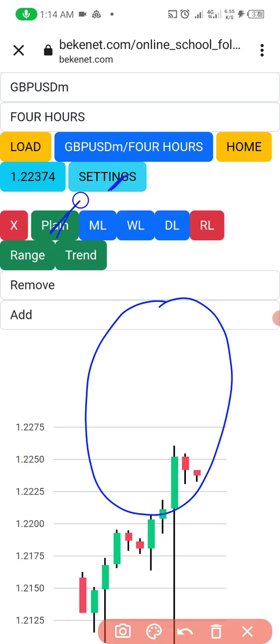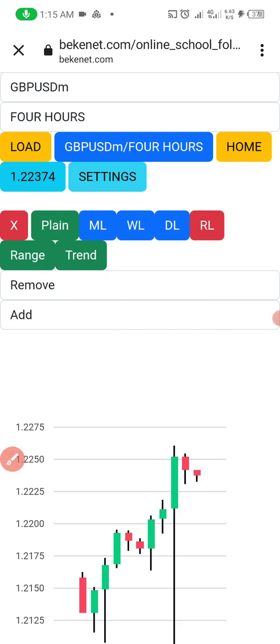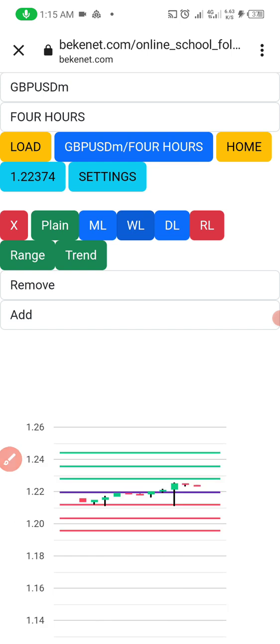This is plain to remove key level. This is monthly key level, weekly key level, daily key level, reversal level, range, and trend. We've not activated this yet. This is to remove key levels. You understand? So now let's add it. Let me add weekly key level to it. So immediately I click on weekly key level, you see it's going to show it.